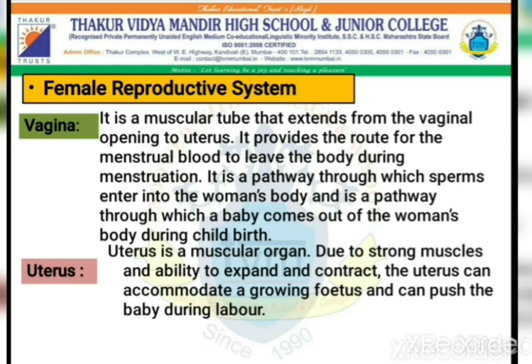So, as the child is growing for those 9 months, according to its growth, the muscular organ expands. And when the child is taken out from the mother's womb, it again comes back to its normal position. So that is the flexibility a woman carries in terms of this muscular organ called the uterus.